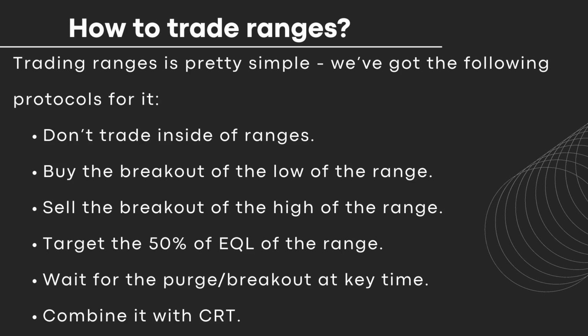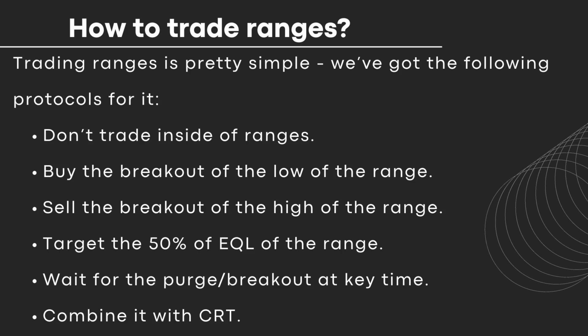Second, we've got that on the breakout of the low of the range, meaning when the low of the range is purged and partially broken through, you buy there. Obviously, you don't just buy right away, but instead you wait for your correct entry model setup. But the predominant theory is to buy the range by the purge of the low of the range, right? And similarly for the opposite side, sell the breakout or the purge of the high of the range, right? Pretty simple.